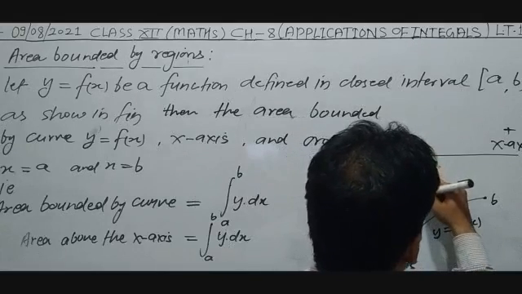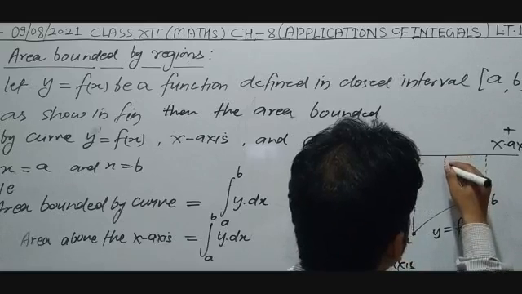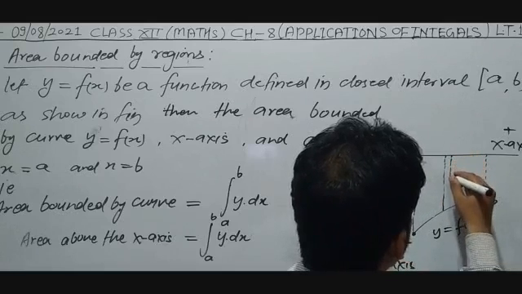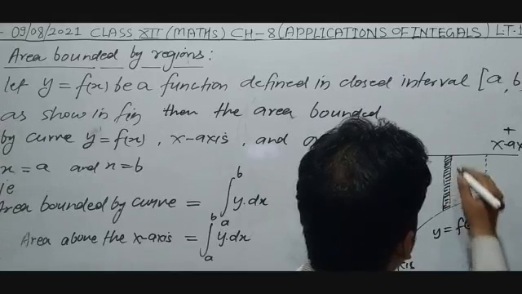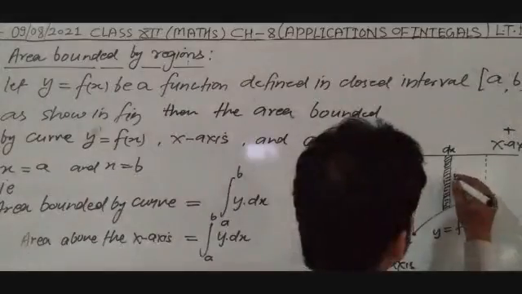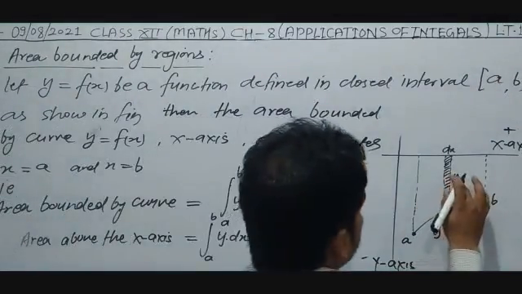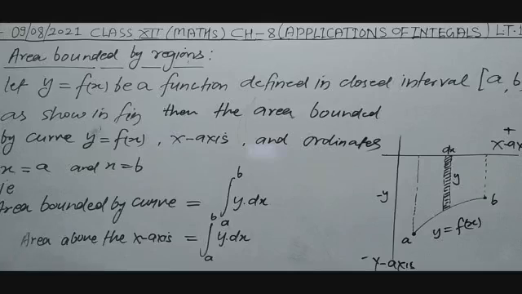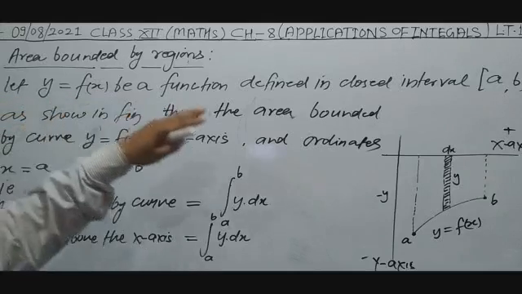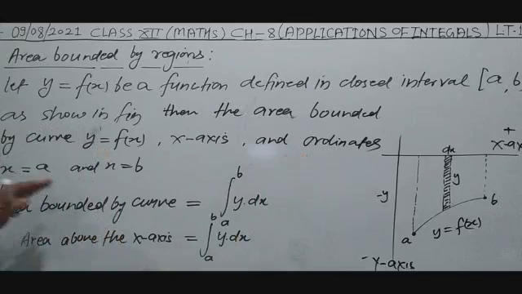In that case, you will apply the same method. You will consider a single strip of thickness dx. This is the strip of width dx, and this is the length, minus y, because it is on the negative y axis here. So length is always positive, but for measurement you will take minus y. So suppose y is equal to f(x) is a function defined in the closed interval a, b, then the area bounded by the curve, x axis and ordinates x is equal to a and x is equal to b will be changed.